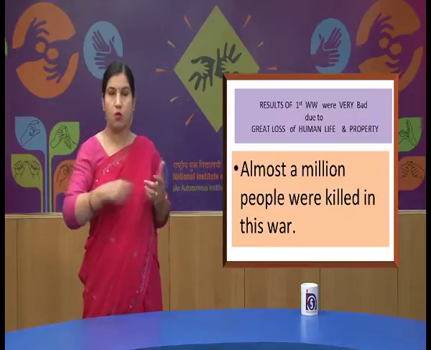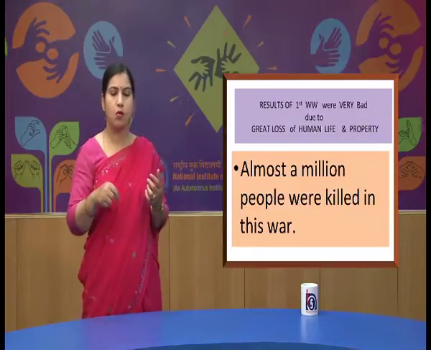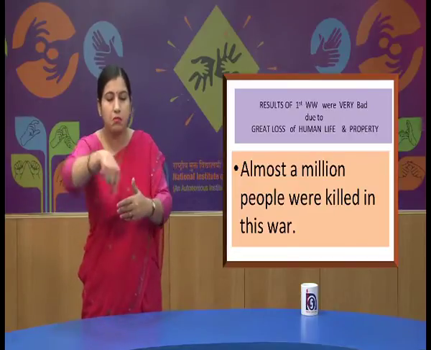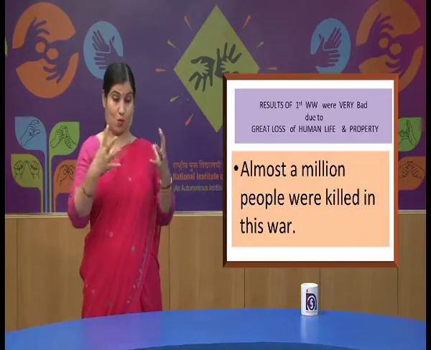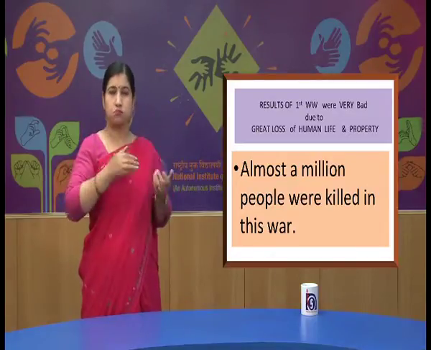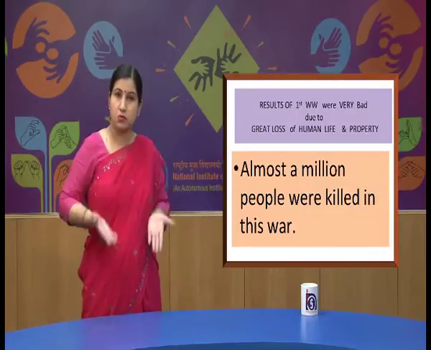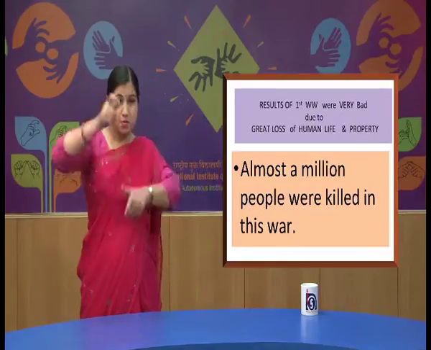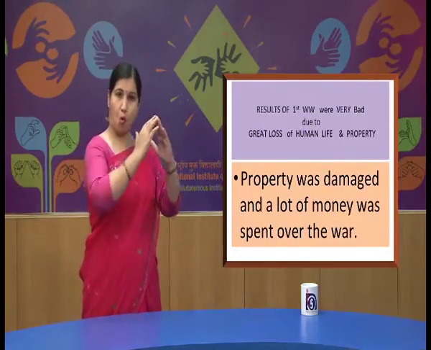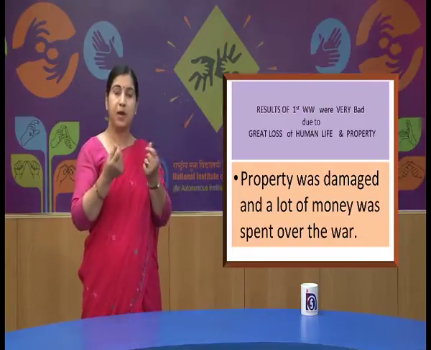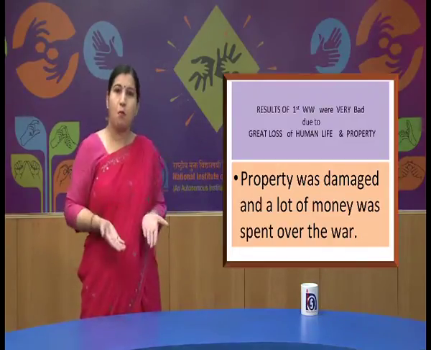Now let's understand the results in detail. The First World War was the most terrible war in the history of mankind so far. Almost 1 million people were killed in this war. Property was damaged and a lot of money was spent over the war. The economies of European countries were badly affected, causing unemployment and poverty.